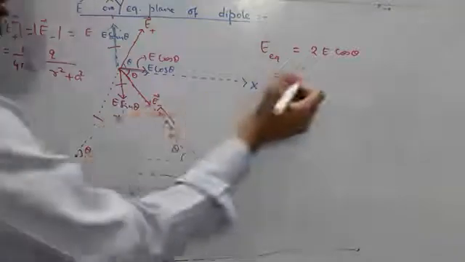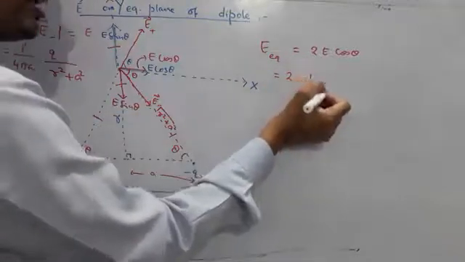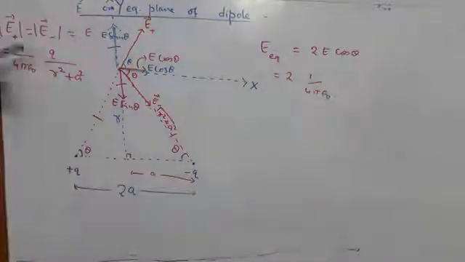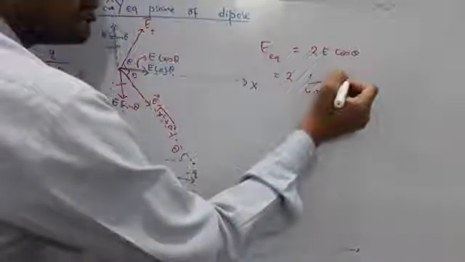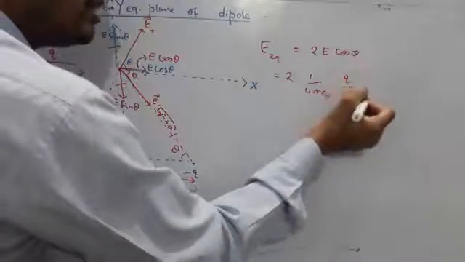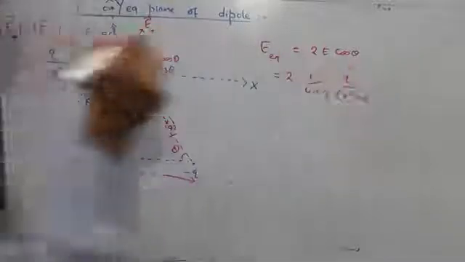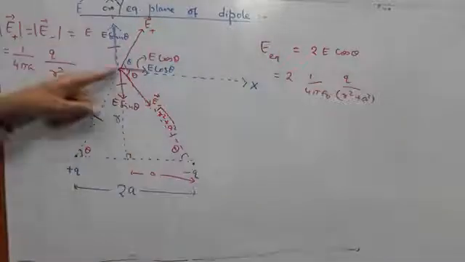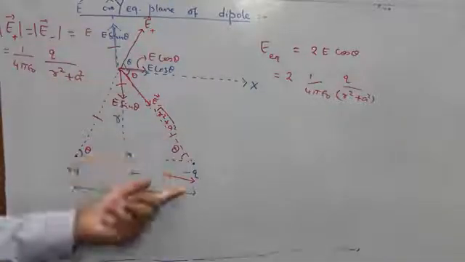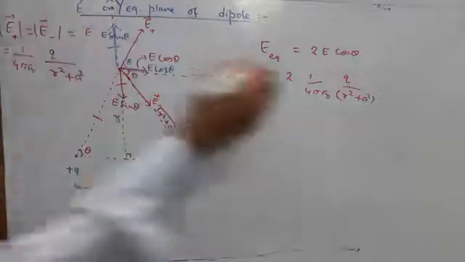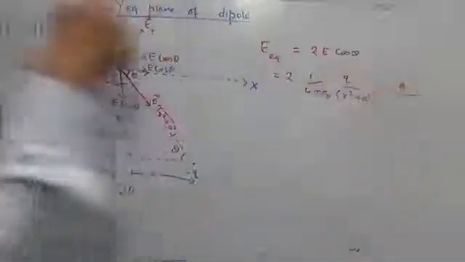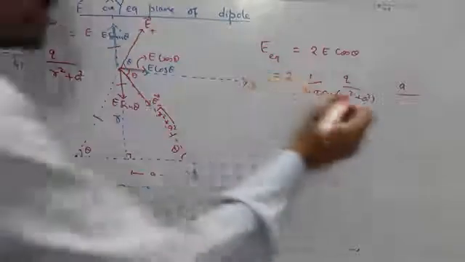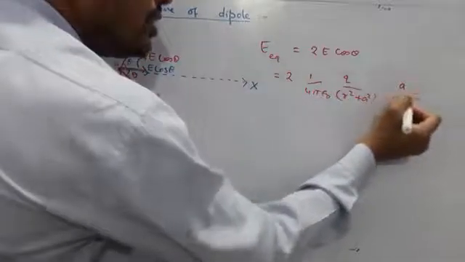Which is equal to twice E, and the E value we can put as 1 upon 4 pi epsilon naught, Q upon R square plus A square, into cos theta. You can choose this triangle. Cos theta is base upon hypotenuse. Base is A and hypotenuse is root under R square plus A square.